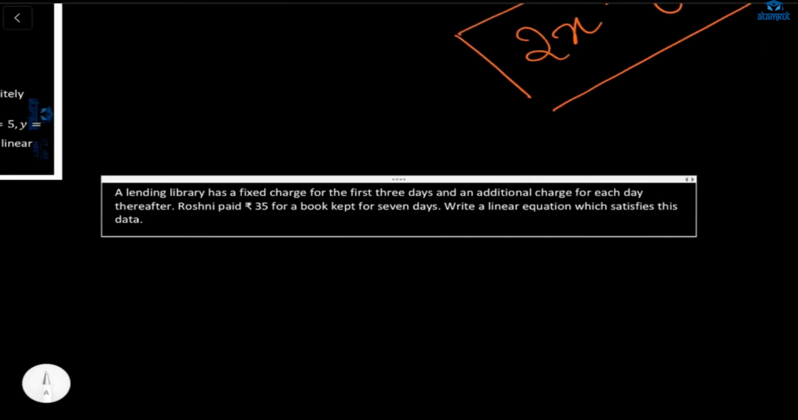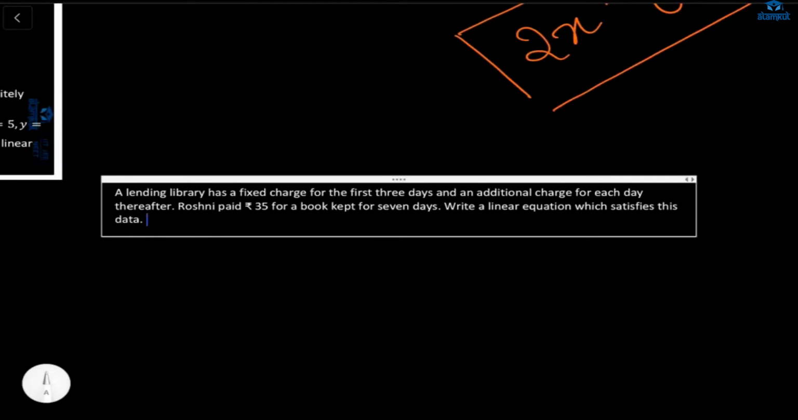Our lending library has a fixed charge for the first 3 days and an additional charge for each day thereafter. Roshni paid rupees 35 for a book kept for 7 days. Write a linear equation which satisfies this data. So, Shazan, can you tell me the equation?